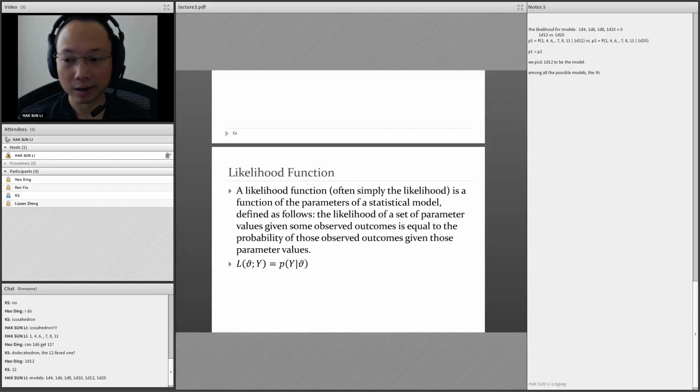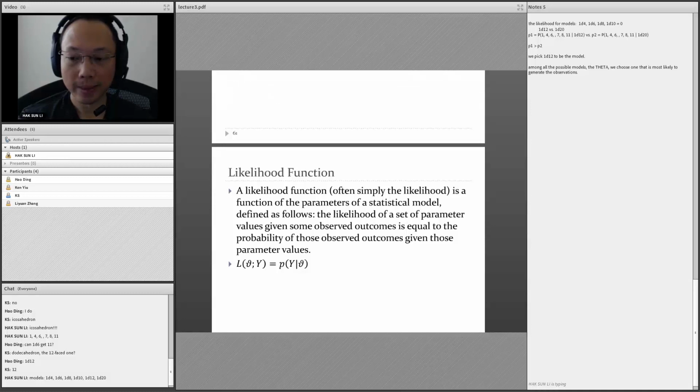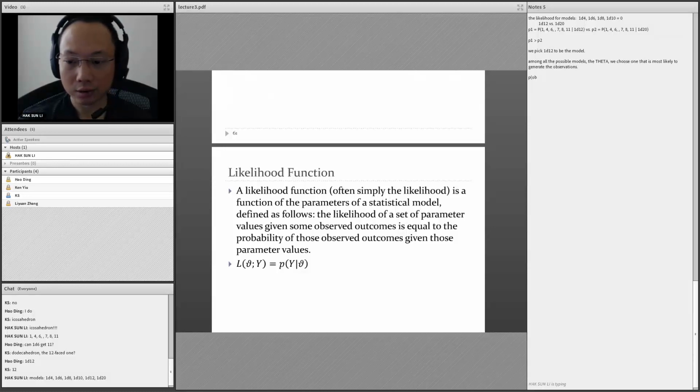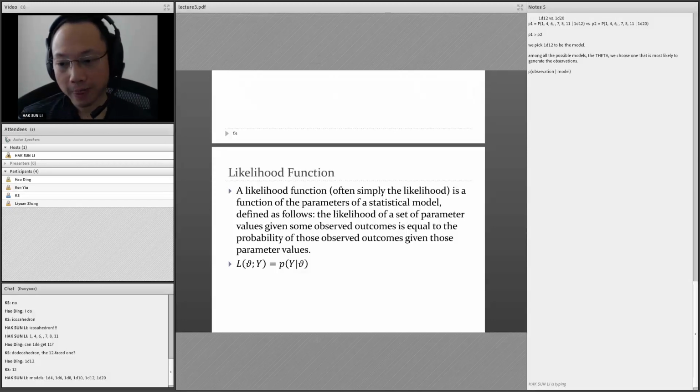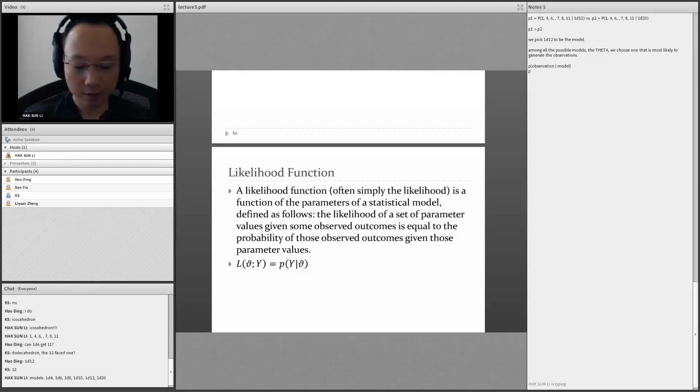So here I use the theta. We choose the one that is most likely to generate the observations. So this is exactly what we have here. Given the model, in terms of mathematics, it's the probability of the observation given the model. In terms of symbols, it's just P(y | theta). So this is what we have here.